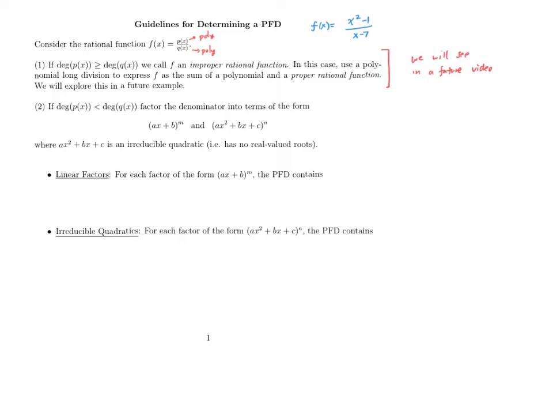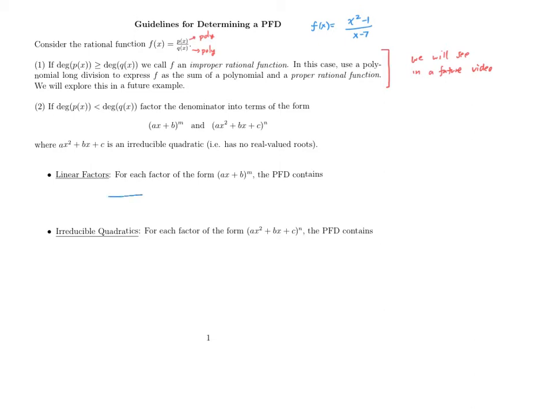So let's begin thinking about the linear terms. If q of x has a linear factor, every power of this linear factor is going to correspond to a term in our partial fraction decomposition. So if (ax plus b) raised to the nth power is a factor of q of x, then the PFD will contain the following n terms.